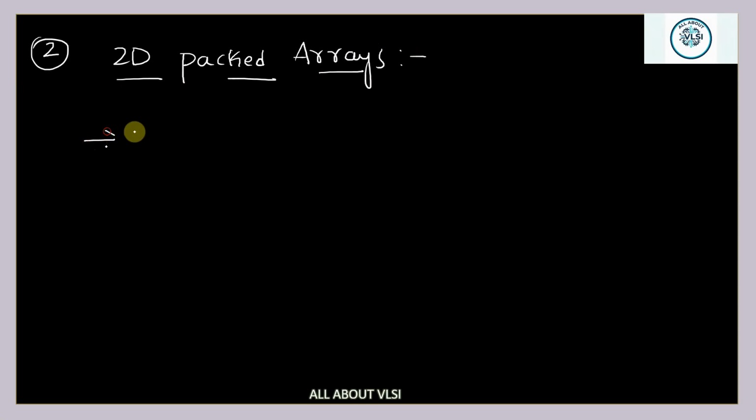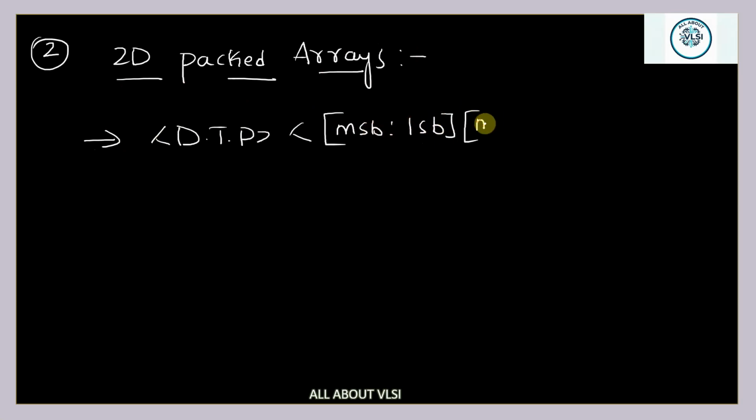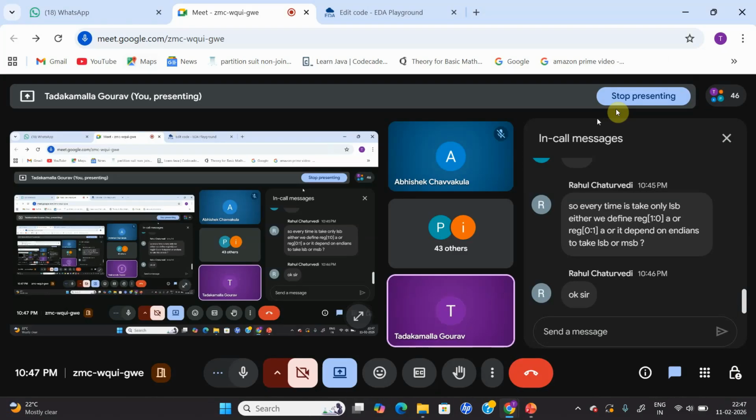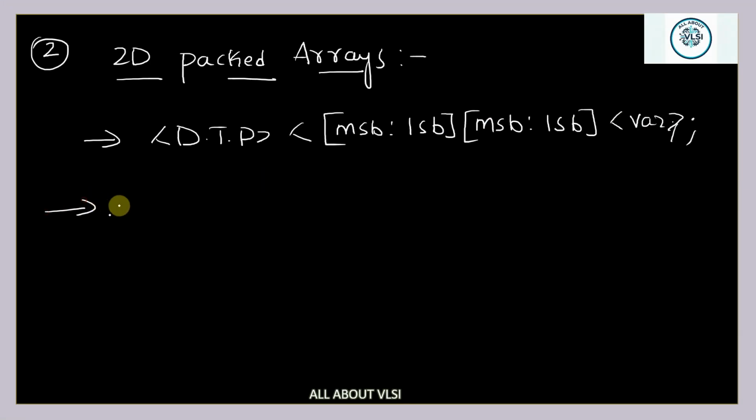If I take a simple 2D packed array, let us see the syntax first. I'm going to have a data type followed by the size, MSB down to LSB, which is the first dimension, followed by the second dimension, and then the variable name. This is the syntax I'm going to follow for declaring a 2D packed array. For example, bit [1:0][2:0] arr. Let us see how it is going to look.